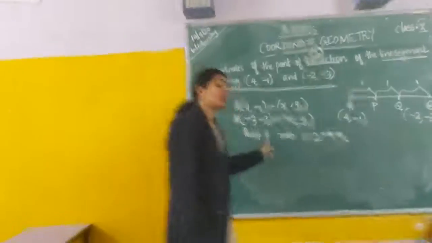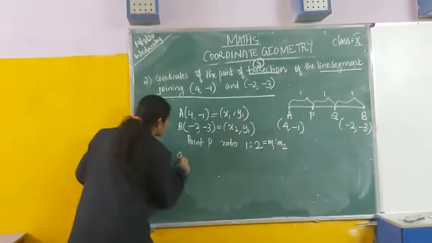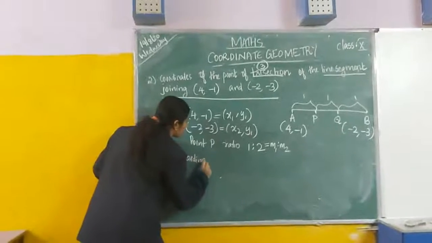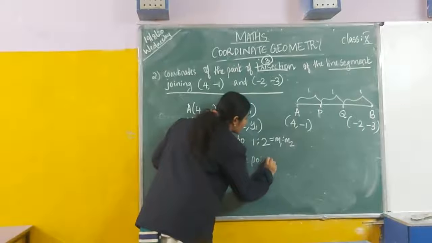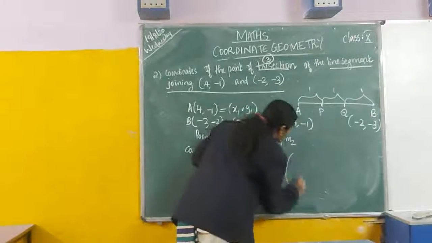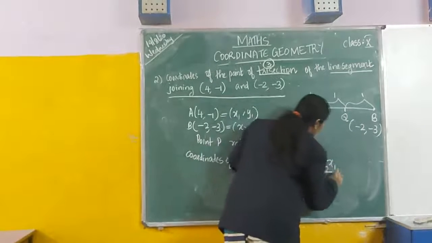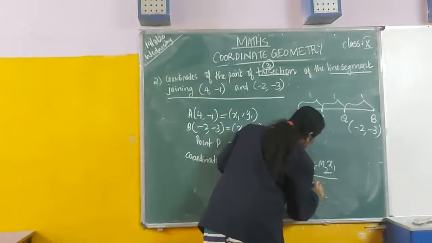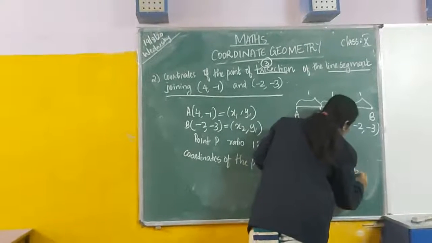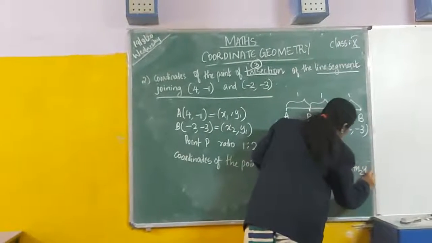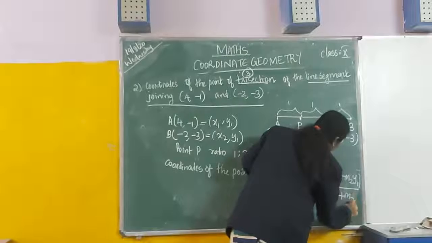So how to find the point P? By using the section formula. So when you apply that section formula, how to find the coordinates of the point P? That formula is (m1 x2 plus m2 x1) divided by (m1 plus m2). Second coordinate, (m1 y2 plus m2 y1) divided by (m1 plus m2).